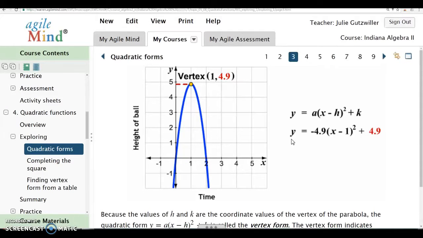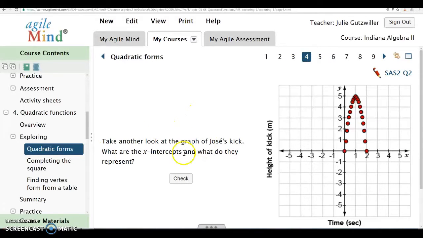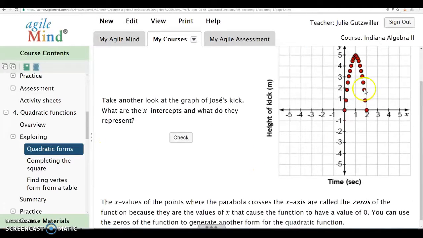Okay? Since the graph represents the height of the soccer ball over time, what are the x-intercepts and what do they represent in the problem? Okay, so let's just go to page 4. It says take another look. What are the x-intercepts? So if you look here, it crosses the x where x is equal to 0, and then it crosses it again where x is equal to 2. Okay?